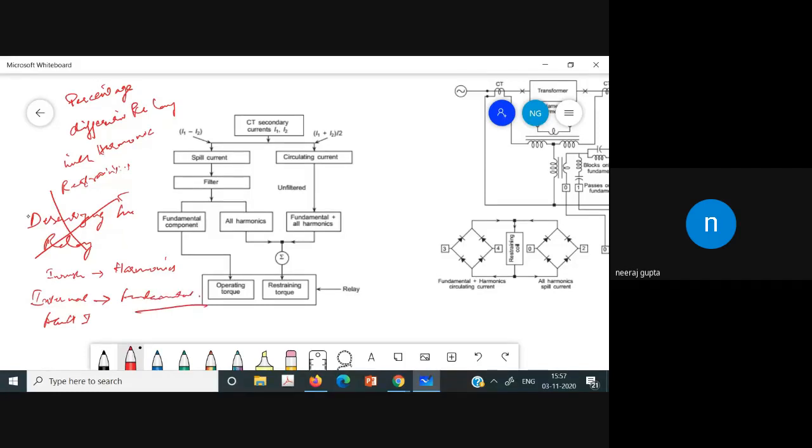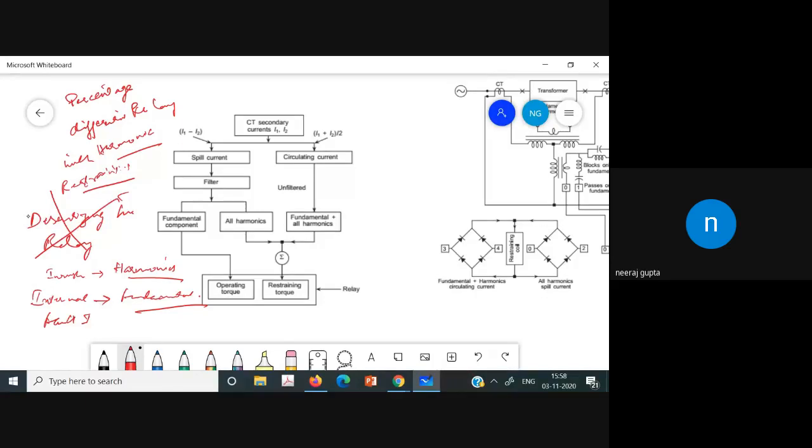So it contains only fundamental components. So we find the solution. We can develop an additional restraint which is based on the harmonic content of the inrush current, and this additional restraint comes into picture only during the inrush condition, and it gives the signal to that. Now here it shows the conceptual scheme of the percentage differential relay with the harmonic restraint. This is the conceptual diagram of that.